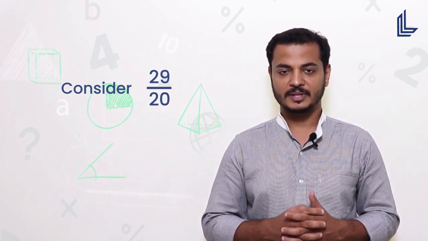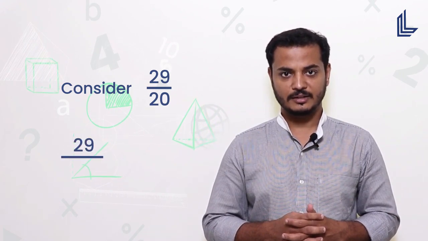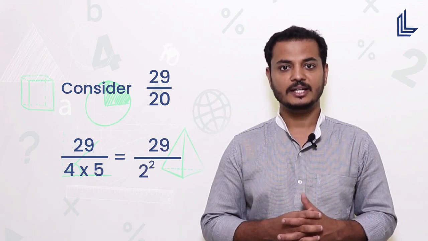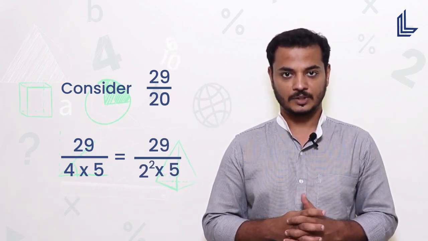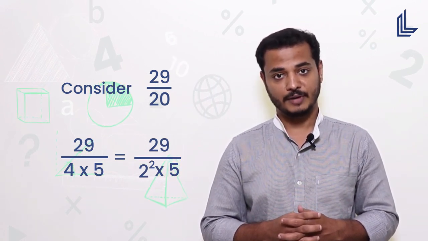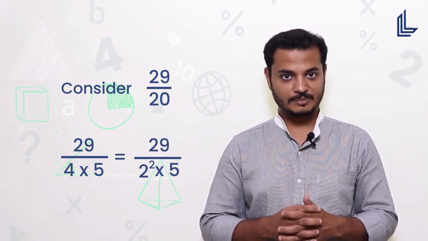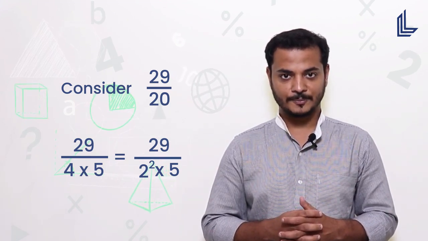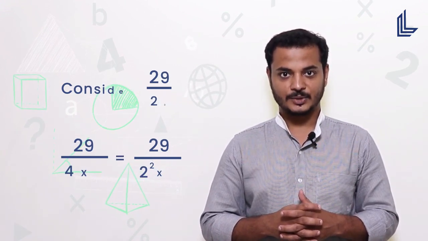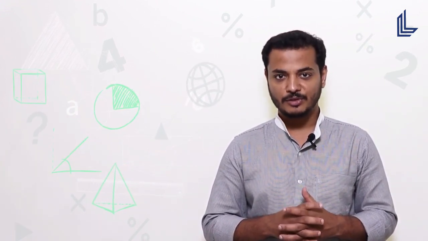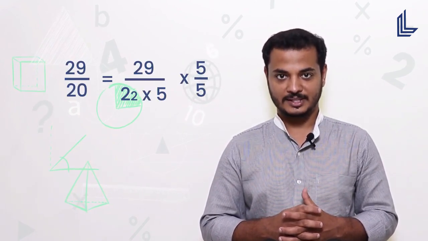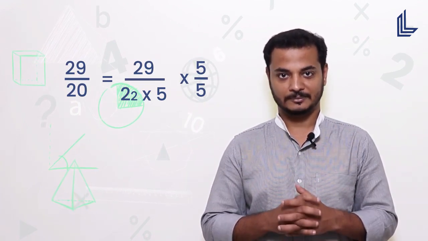29 by 20 could be expressed as 29 by 4 into 5, or it could be even written as 29 by 2 square into 5. Notice here that the denominator consists of powers of 2 and powers of 5. Now can you express the denominator in powers of 10? Of course you can. If you carefully look at this expression, you can see that if you multiply both the numerator and denominator by 5, you could express the denominator as powers of 10.